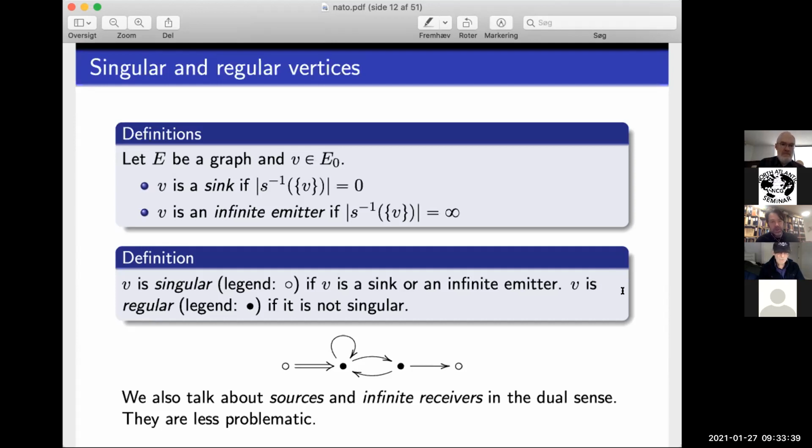I'm using the so-called Northern Convention because in my country, the cars drive on the right side of the road, which is the customary thing to use that convention then. But you can do it the other way around. But there's a lack of symmetry here. You can also talk about sources and infinite receivers, and they're not a problem for me at the same level as the other kinds of vertices. The ones that are sinks or infinite emitters, I will call singular, and the ones that are not, I'll call regular. The singular ones will be white when I draw them, and the regular ones are black.